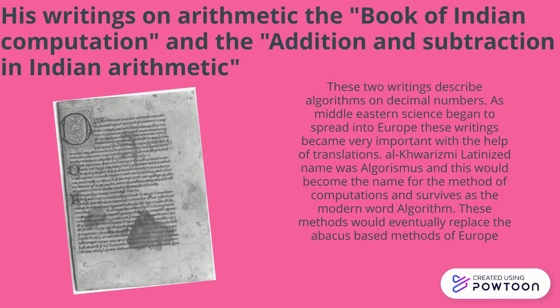Al-Khwarizmi, Latinized name, was algorithmus, and this would become the name for the method of computations and survives as the modern word algorithm. These methods would eventually replace the abacus-based methods of Europe.